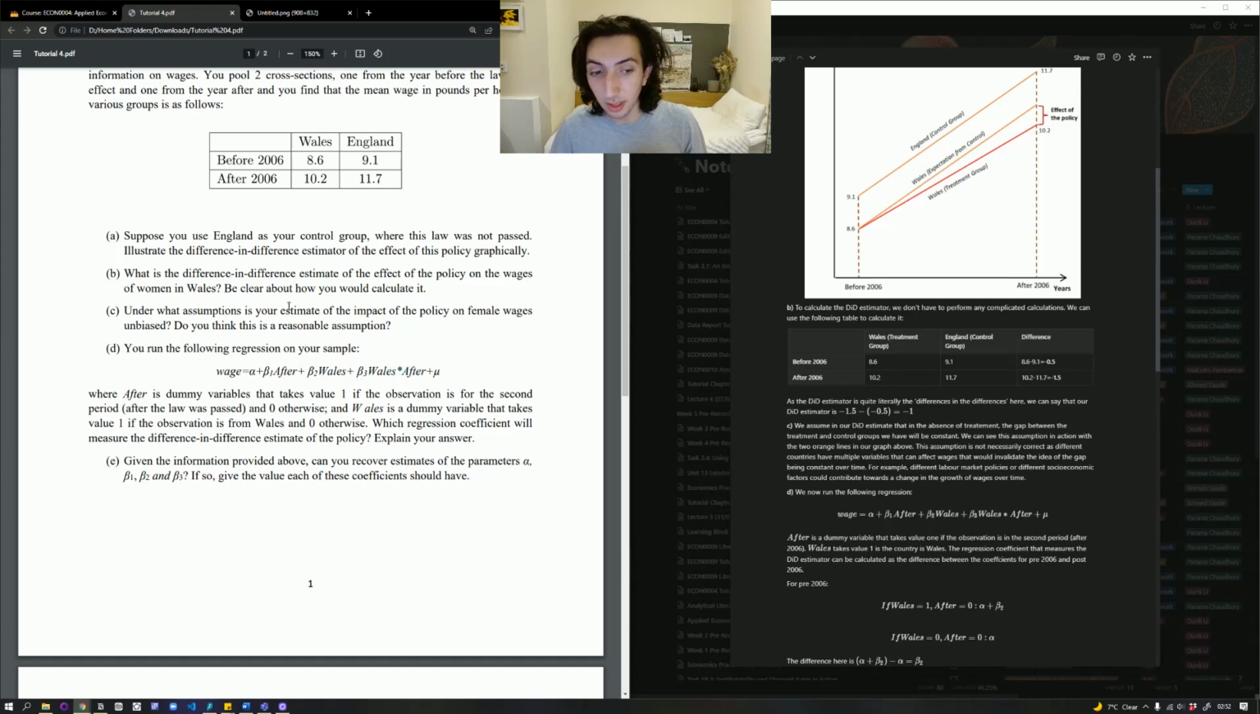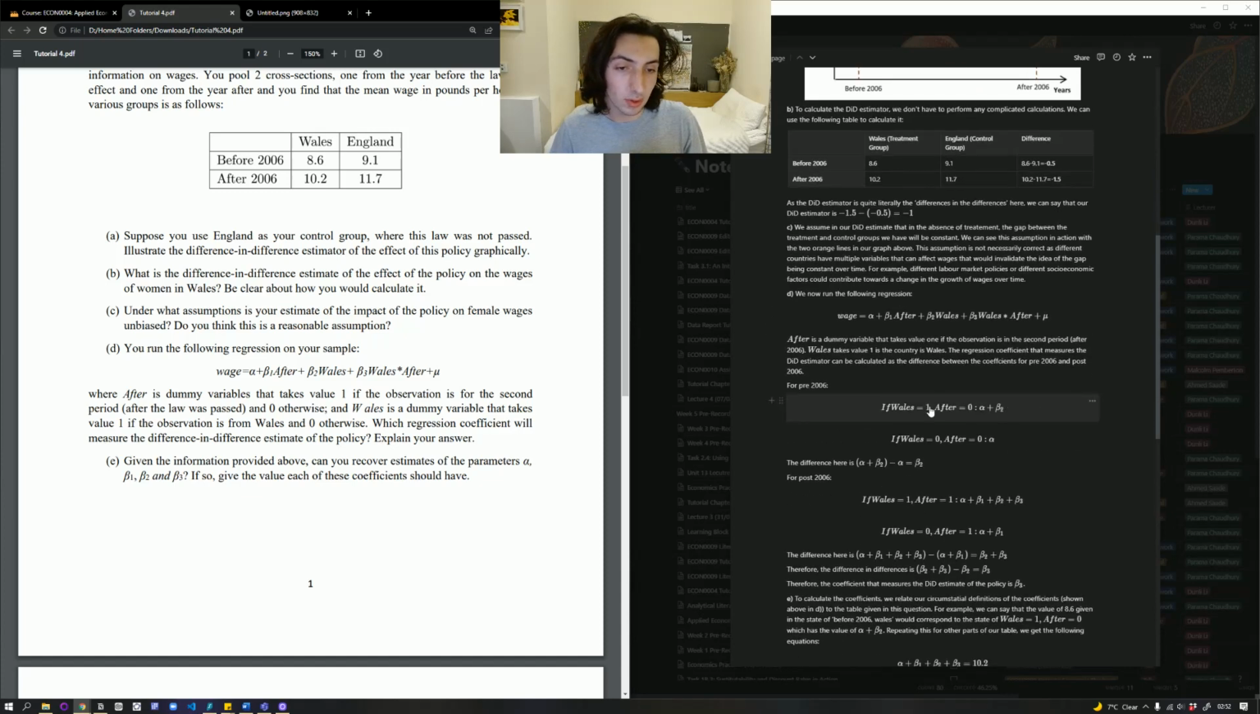So we can see that if Wales is equal to 1 and after is equal to 0, the coefficients we're essentially getting are going to be alpha plus beta 2. And because we know that that is equal to 8.6, well, that's actually for later, but essentially we're categorizing things conditionally, okay? So, for example, if the person was not from Wales and it was before 2006, we would categorize after and Wales as 0, and we'd just be left with alpha, as you can sort of see here in my notes.